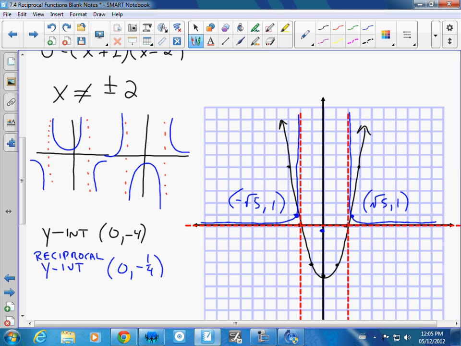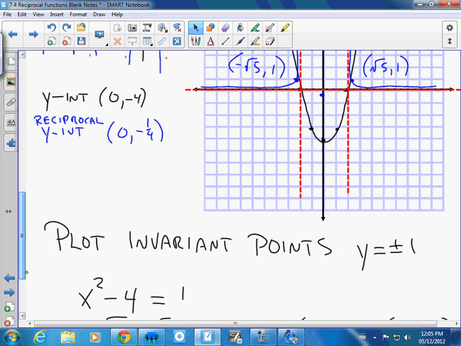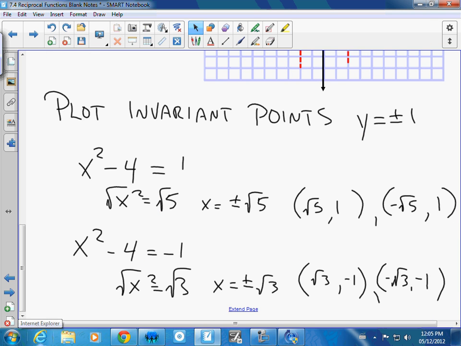Why would you think this one is the root of 3 and 1 and negative root of 3 and 1? We're getting to that one right now. Okay, so that's root of 5, comma 1, and negative root of 5, comma 1. We're still missing, look, we're still missing what? Root of 3, negative 1, and negative root of 3, negative 1.